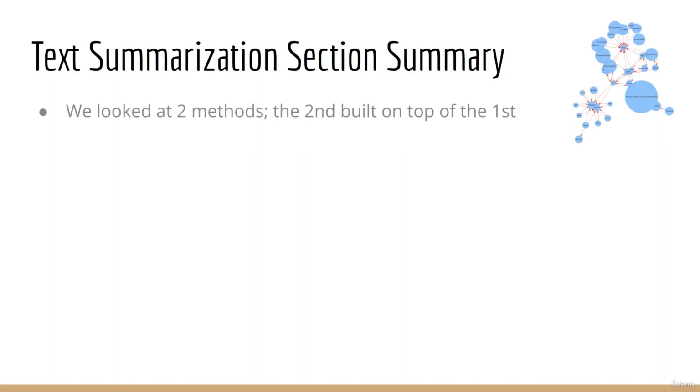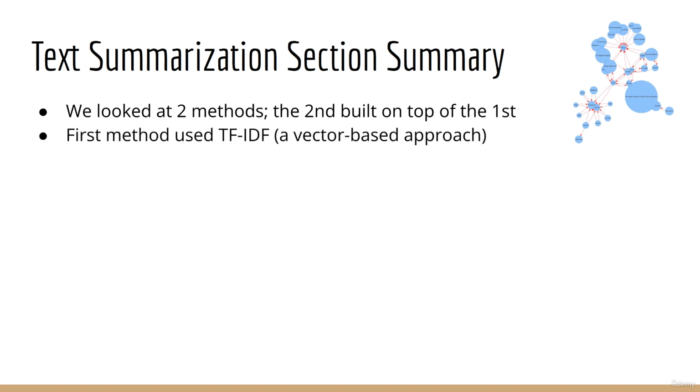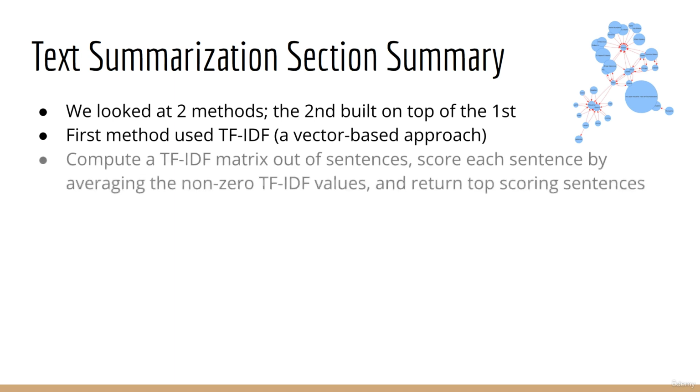This section looked at two methods of summarizing text, where the second built upon the first. The first method was pretty simple. It only involved using the techniques we learned from the first part of this course, which was on vector-based methods, in particular TF-IDF. The basic idea was we would compute a TF-IDF matrix from a document split into sentences. We could then score each sentence using the average of the non-zero TF-IDF values. From there, we simply sort each sentence by their corresponding score and return the top scoring sentences.